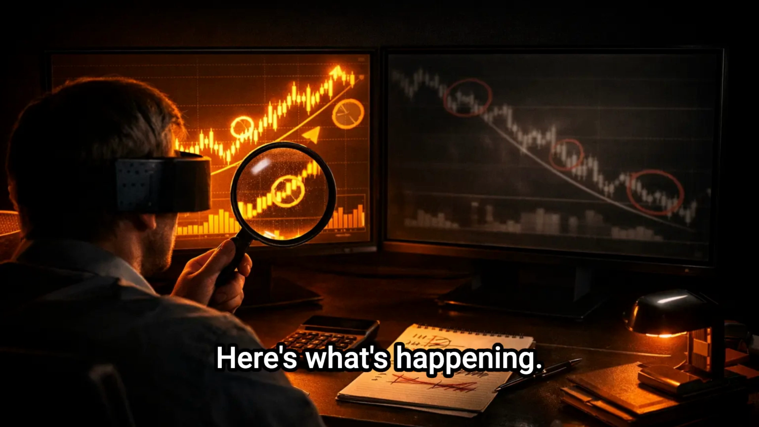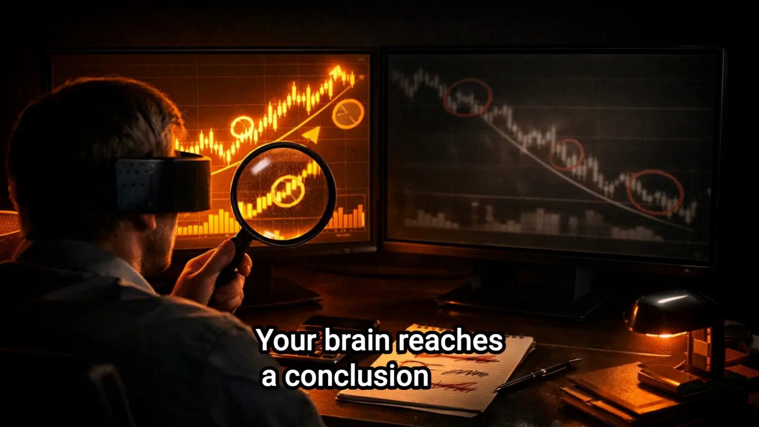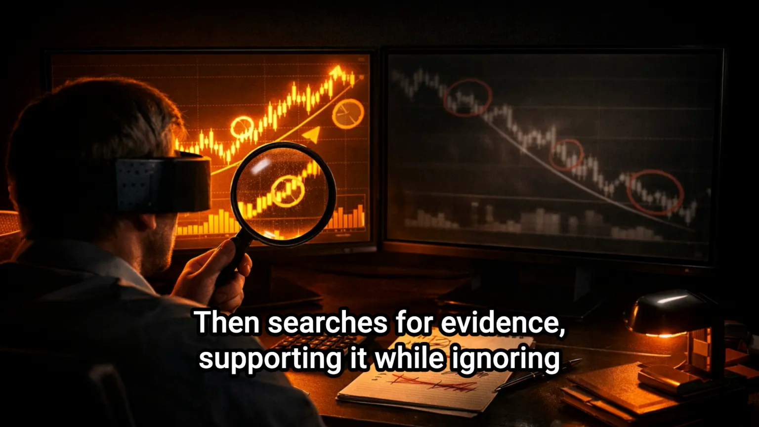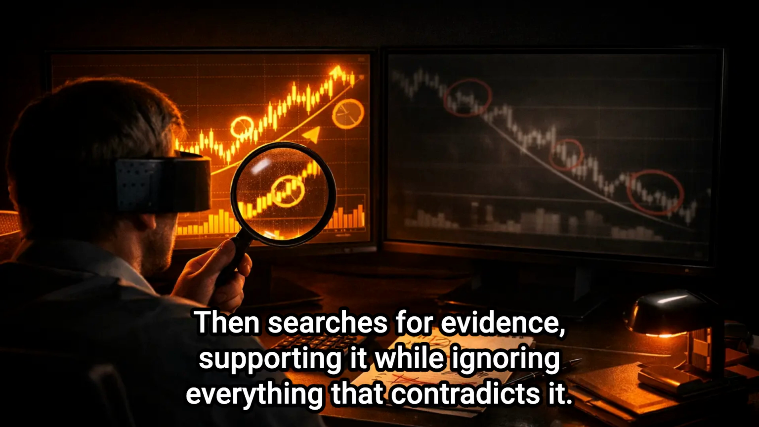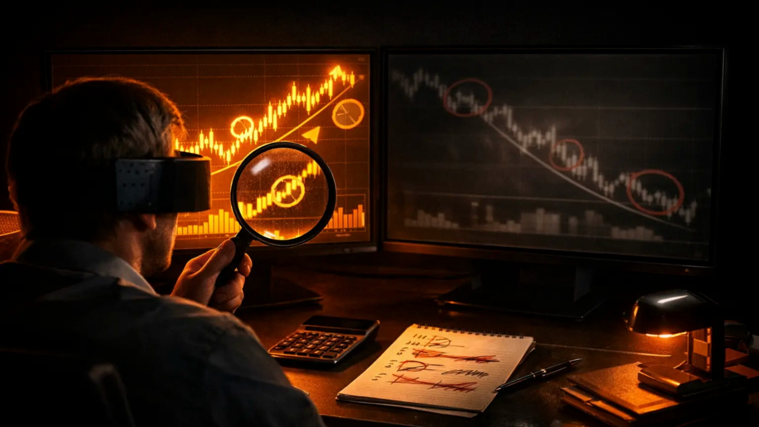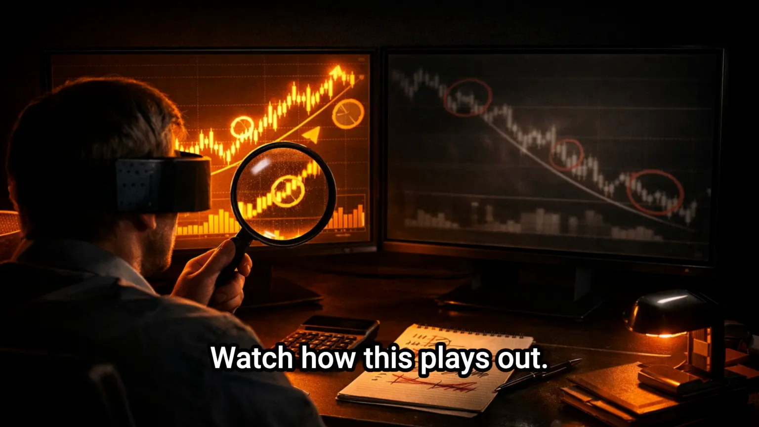Here's what's happening. Your brain reaches a conclusion first, then searches for evidence supporting it while ignoring everything that contradicts it. You think you're analyzing, you're not. You're cherry-picking. This isn't trading. It's validation seeking.